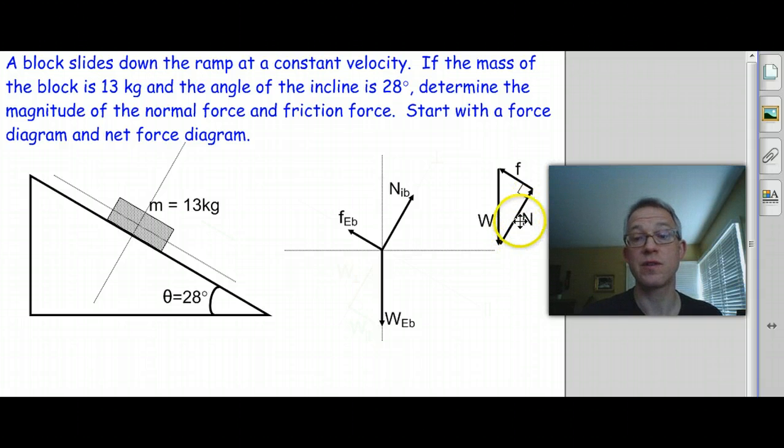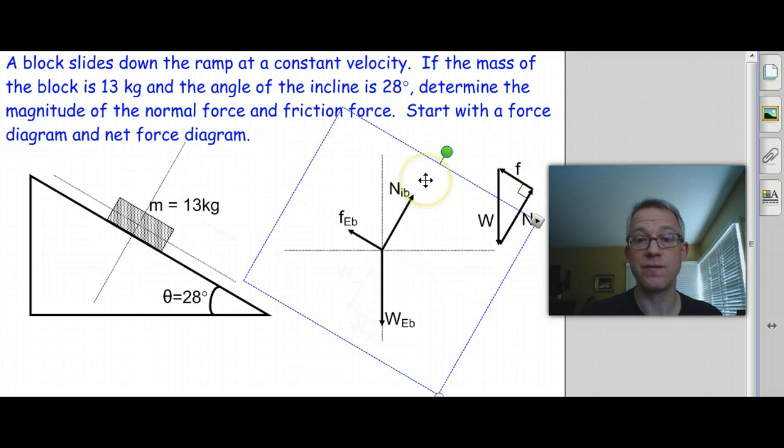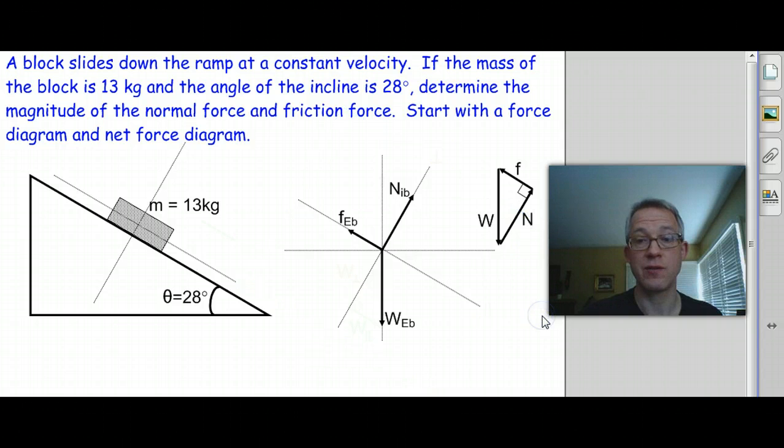In addition, we notice that the normal force and the friction force are at right angles to one another, and that's going to become pretty important today. And we also have our axes that we could rotate around. So let's take a look and see why we want to rotate these axes.